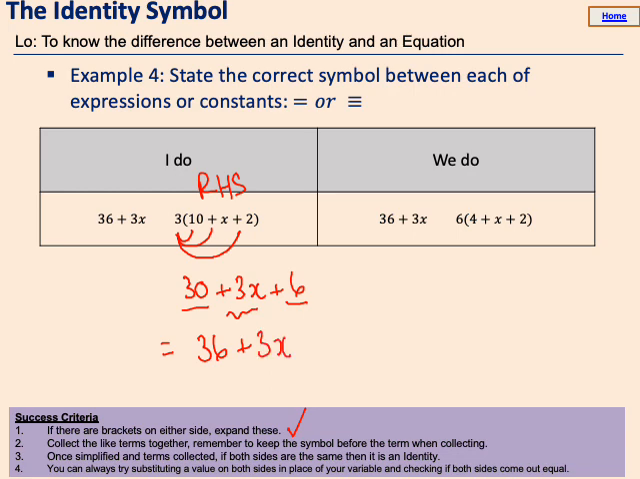So we can now compare that to the left-hand side, which is 36 plus 3x. And as you can see, they are going to be the same on both sides. So that, excuse my awful identity sign, that is an identity. Because the left-hand side is always going to be equal to the right-hand side, no matter what value of x we choose. So can you now pause the video and spend 2 minutes trying to solve this one? Be careful when you're expanding this now.